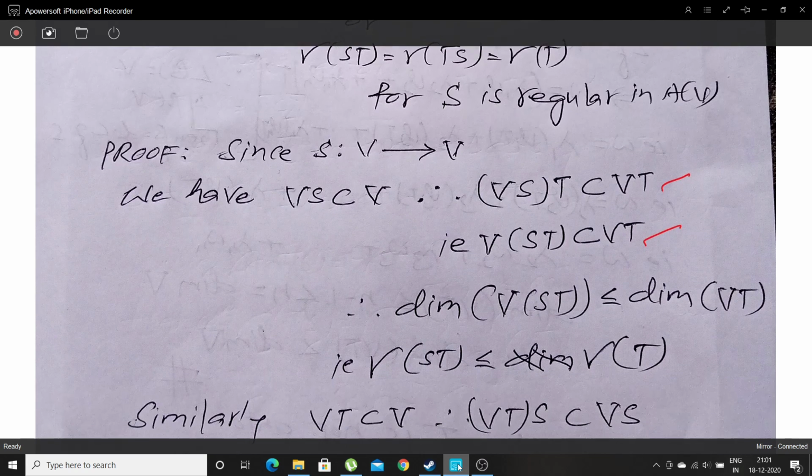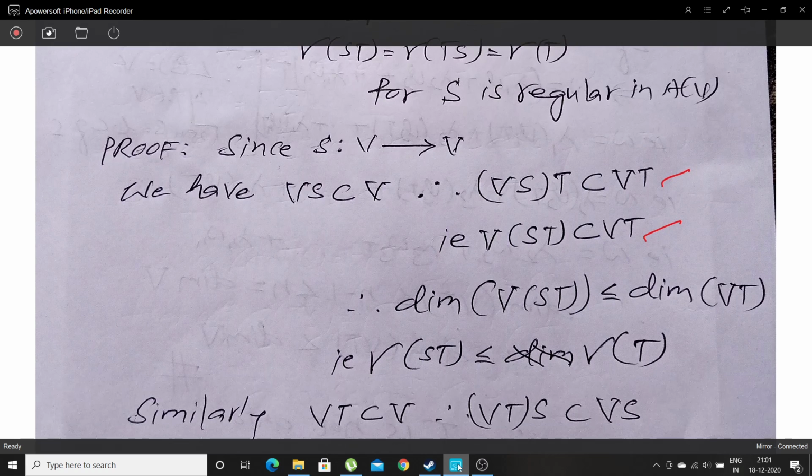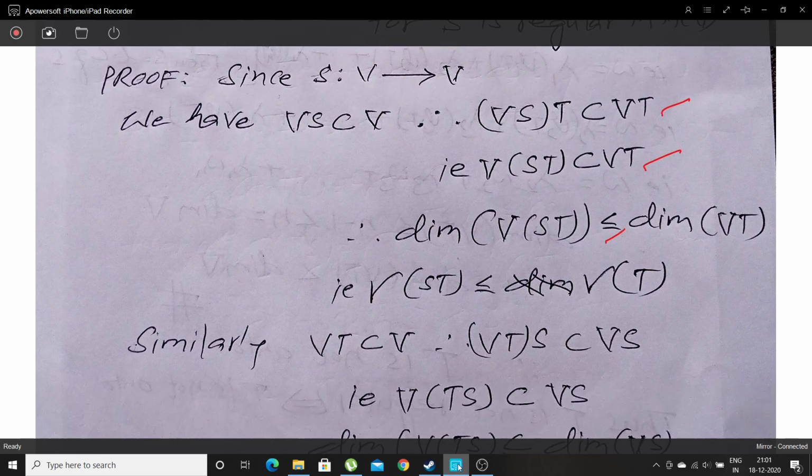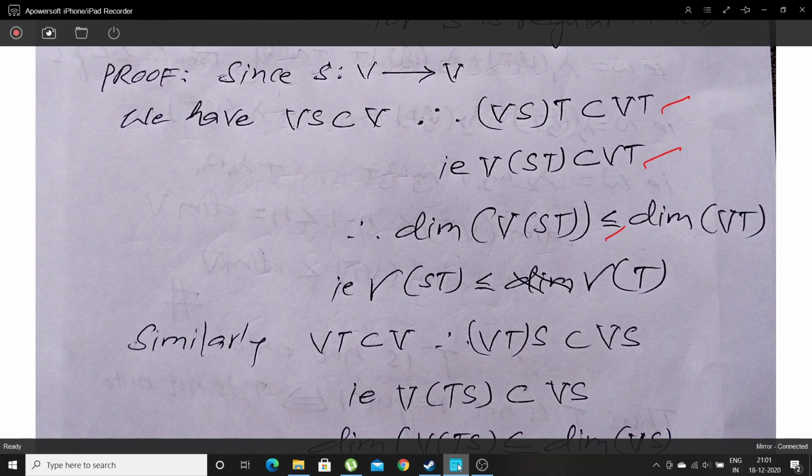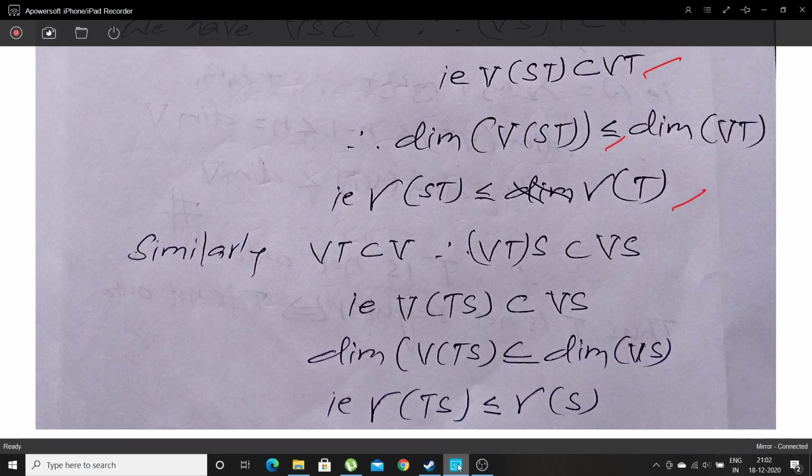Taking dimension on both sides. Whenever the word dimension appears, that means we have countability, that means counting. Either we have to take equal to, or less than or equal to, or greater than or equal to. Here it is less than or equal to. Dimension of V of ST, that means range of ST, is less than or equal to dimension of range of T, that is VT. And the notation we use here: gamma of ST is less than or equal to gamma T.